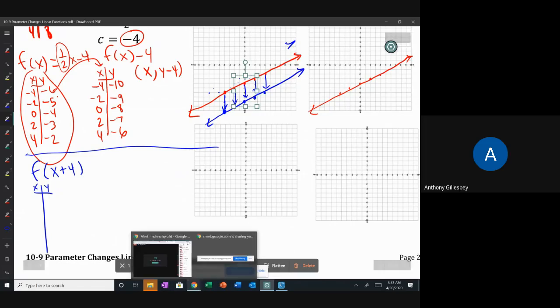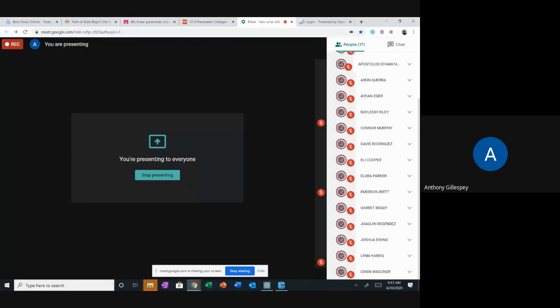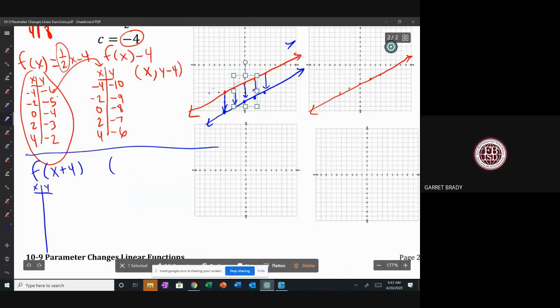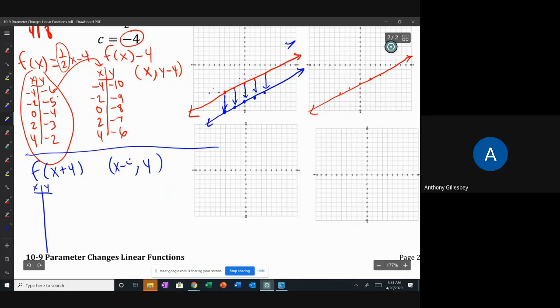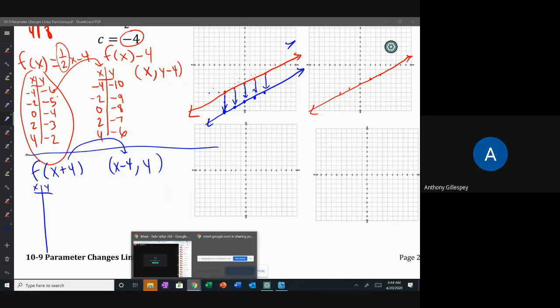All right. So let's call somebody random. Garrett, you there? Yes. All right, Garrett. What do you think is going to happen to the points? Is it going to affect the x or the y? It's going to affect the x. So I know the y is going to stay the same, so I can just put y there. Yeah? What's going to happen to the x? It is going to be translated to the left 4. So subtract 4. Good. Beautiful. Now, why you did opposite? Good. He caught it. Okay. It does the opposite of what it says. If it says plus 4, it's minus 4. So he's right. All right. Good job, Garrett. Thank you.